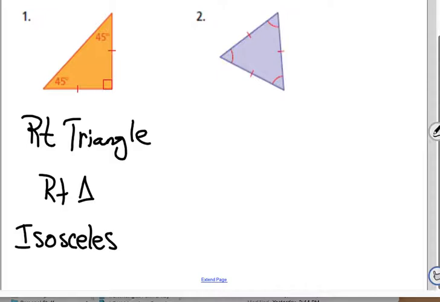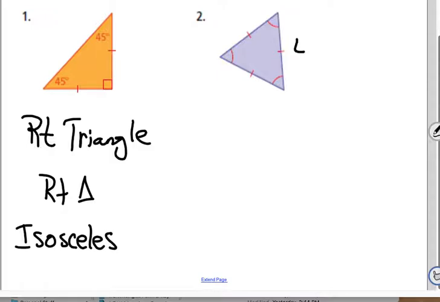Could it also be acute? No, because an acute triangle has all three angles less than 90. Okay, if it's an acute triangle, it has nothing 90 or greater. It all has to be less than 90. Okay, the degrees have to be less than 90. So have we answered all the classifications that we could with number one? What about number two?